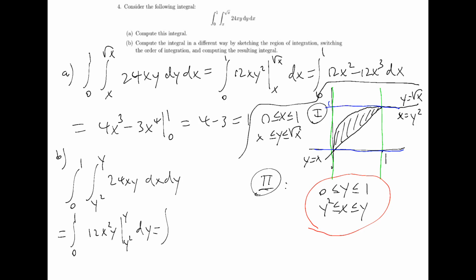Well, let's plug this in. I will get 12y to the third minus 12y to the fifth. Okay, this is again easy to integrate, so I get, what is it? I get 3y to the fourth minus 2y to the sixth between 1 and 0, which is 3 minus 2, which is equal to 1. And once again, we see that we have the same answer 1 from A as from B. So again, we see that the order of integration doesn't matter. And that is the end of this discussion.